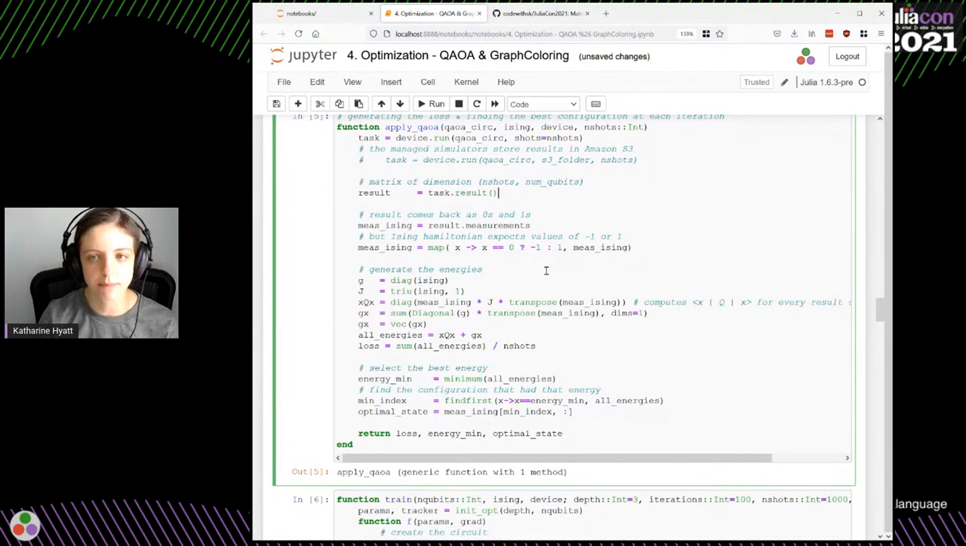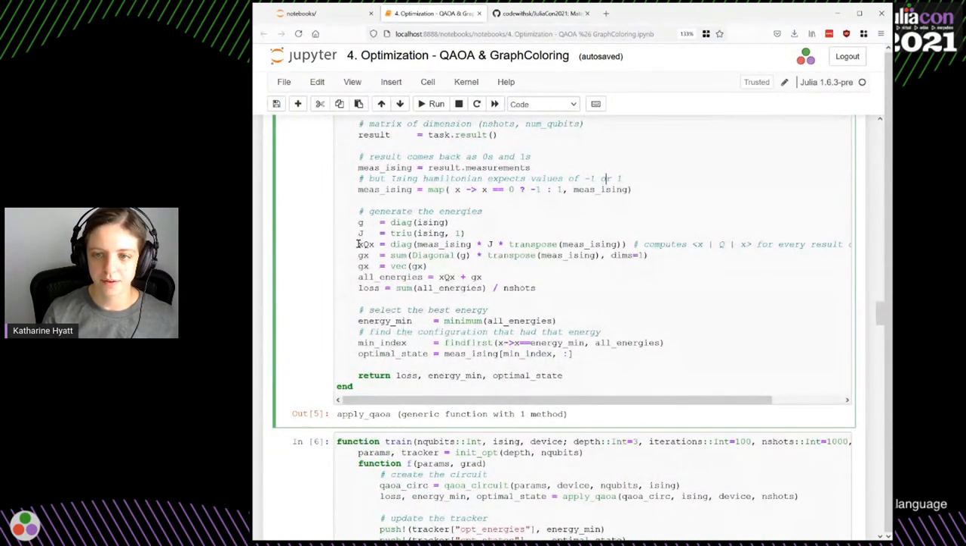And then at every step, these bit strings come back as zeros and ones. But the Ising model actually expects results in terms of ones and minus ones. So the zeros will become minus ones. That's what this line of code is doing here, just turning all zeros into minus ones to fit with the Ising model expectation. From there, we compute effectively this x^T Q x to compute the energy. So we compute the energy simultaneously using Julia's nice broadcasting over all of the configurations we acquired from running the circuit on the simulator. And then we compute the loss as the sum of all these energies divided by the number of shots. Basically, the average energy per shot is the loss at each step in the training.